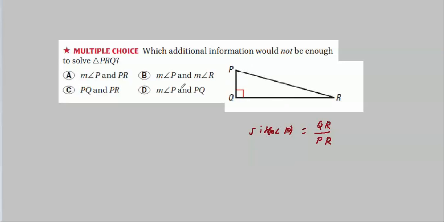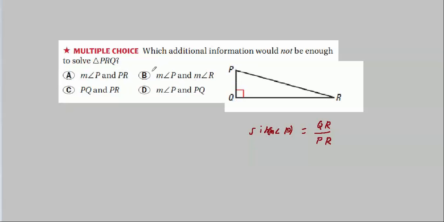And this, we have angle P and then PQ. Well, that's exactly like what we had over here, except that we had the angle and the opposite side. Now we have the angle and the adjacent side. Well, that will be solvable also. We'll just use the cosine. So it looks like we're back to this one.